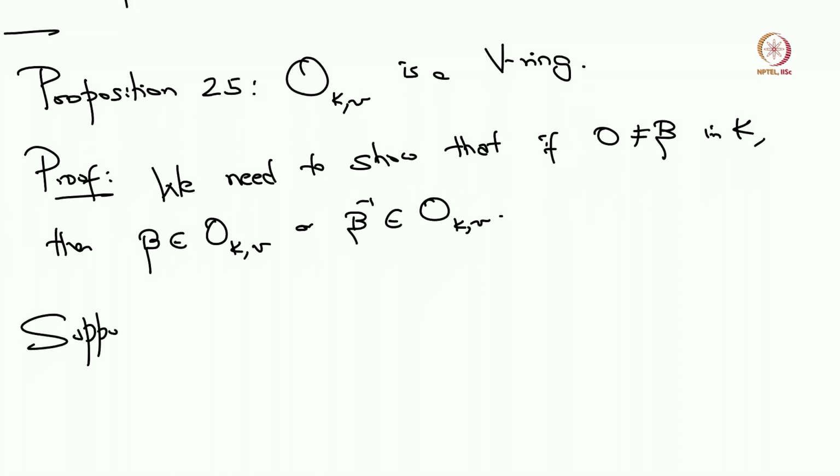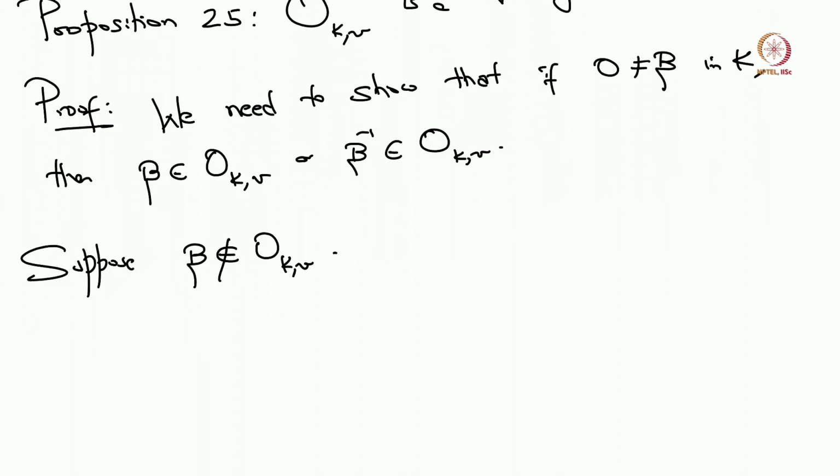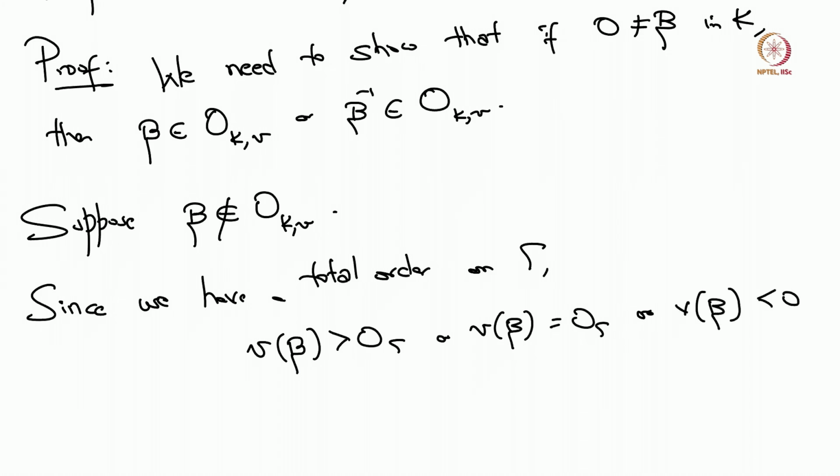So suppose beta is not in OKV. Now since we have a total order on gamma, the valuation of beta must either be larger than 0 or it must be equal to 0 or it must be less than 0.